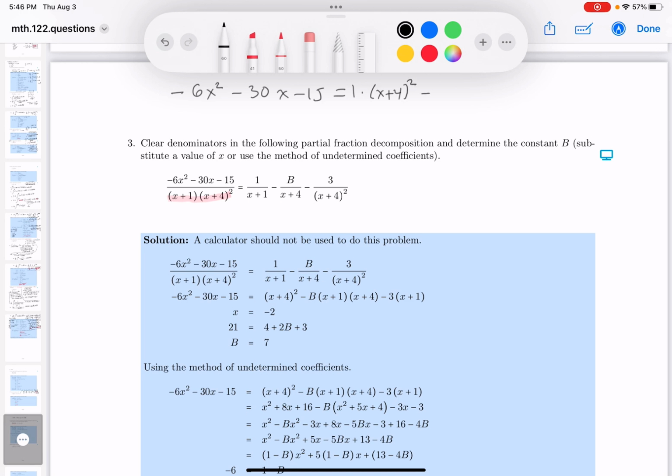Then you're going to get minus b. You get x plus 1. And then you get x minus 4. I'm sorry, not x minus 4, x plus 4. Minus 3, x plus 1.